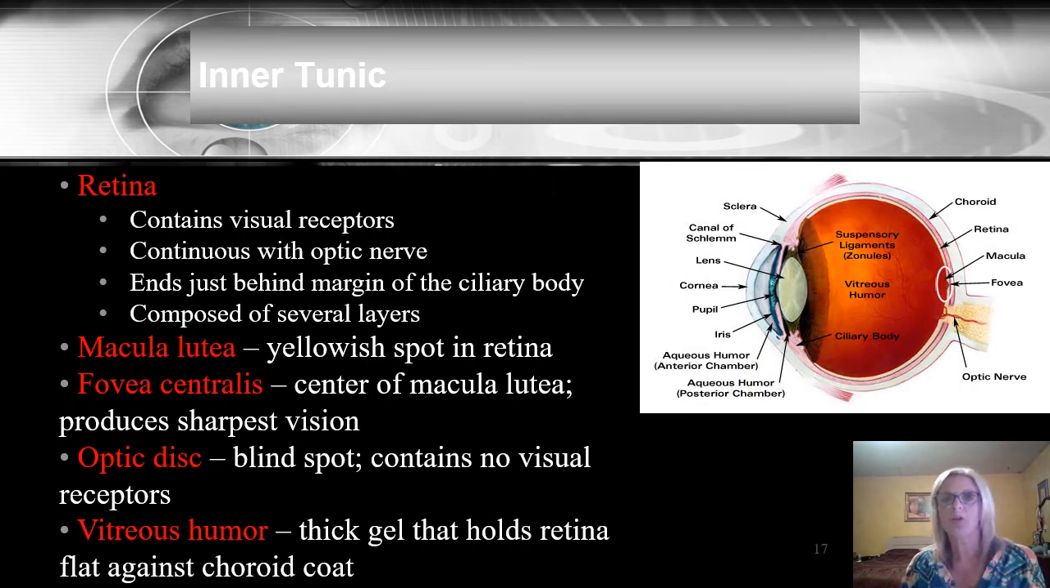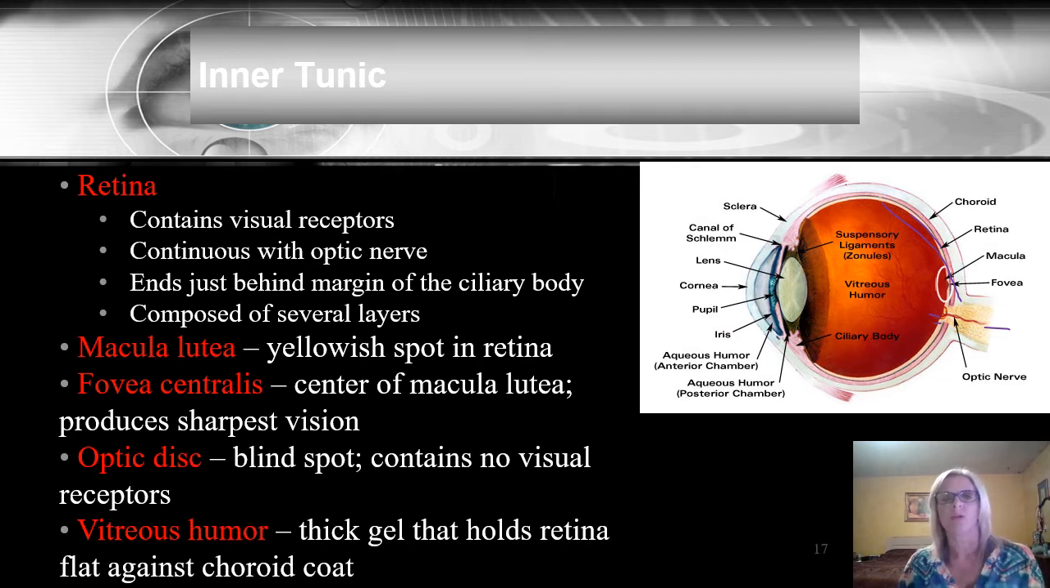In the inner tunic of the eye, we have the retina, which is a very important component of the eye. This contains visual receptors that we call photoreceptors. The retina is nearly transparent, it's very thin and delicate, but it has very distinct layers. It is continuous from the optic nerve, and you can see the optic nerve here, beginning here. So continuous means it extends from the optic nerve and then comes on up here. All right, and so it goes just behind the margin of the ciliary body.